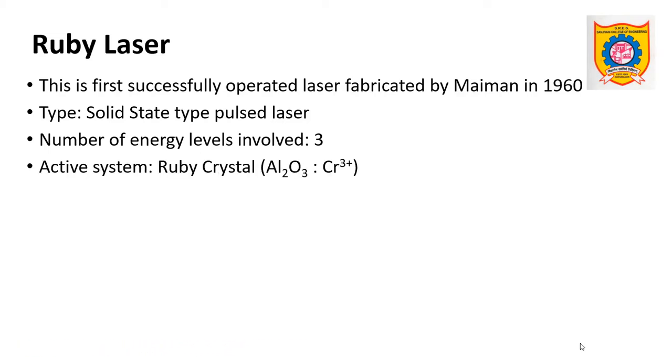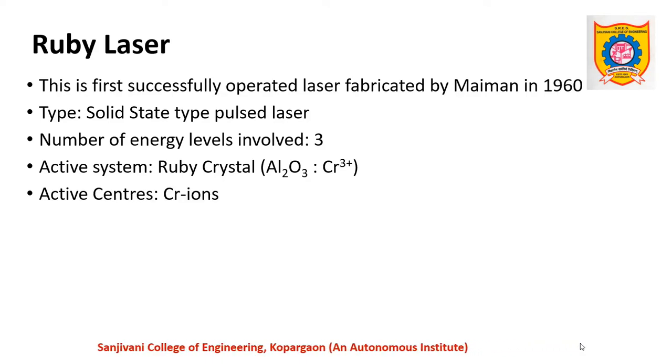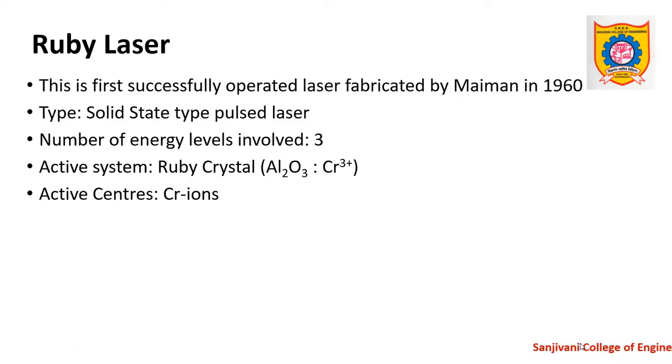The active system used is in the form of rod of ruby crystal itself. Chemically, it is the combination of aluminum oxide and chromium oxide. Active centers are chromium ions. That means the actual laser production is done due to de-excitation of chromium ions.